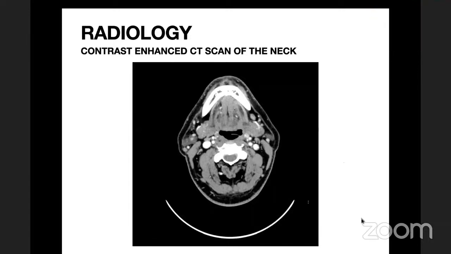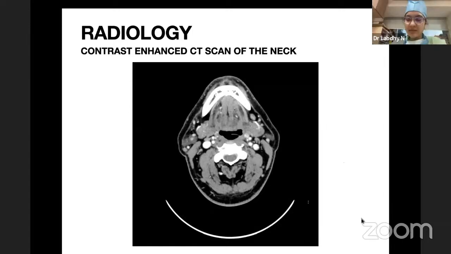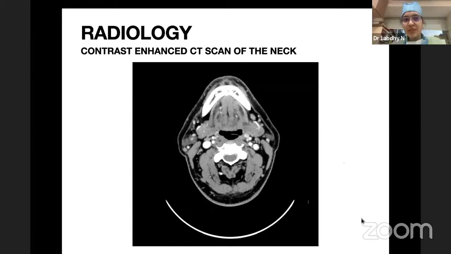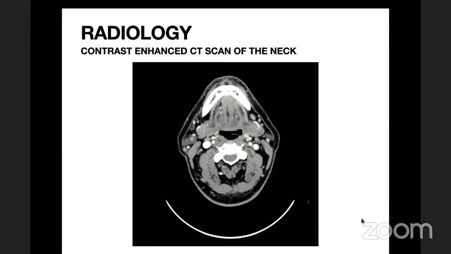So, what is your line of management for this? You are planning surgery. Yes, sir. So, what incision will you take for this case? So since this patient does not have a tracheostomy, I would like to take an apron incision with a separate incision for the tracheostoma. Why do you want a separate incision?